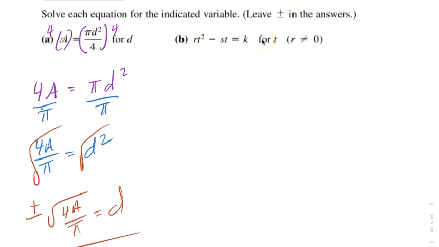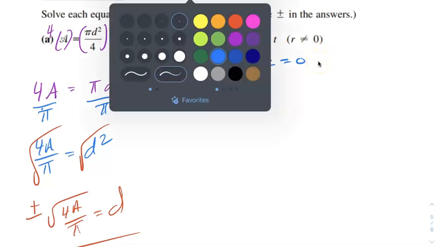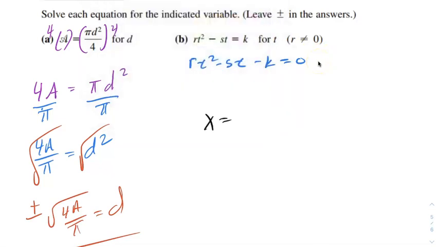Next one, let's do the next one real quick. So same thing here, rt squared minus st squared. I want you to solve for t. This one's pretty ugly. So notice that we have 2 t's. The way we're going to solve for t here is we've got to do a quadratic equation. So I have rt squared minus st minus k equals 0. We want to set it equal to 0, because this is a quadratic, and solve it like a quadratic equation. Right? x equals negative b plus or minus square root of b squared minus 4ac, all over 2a.